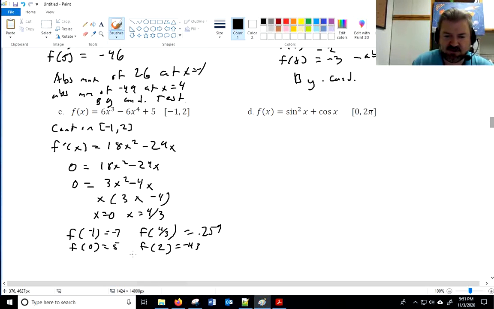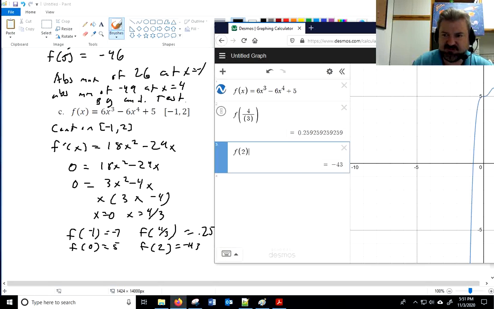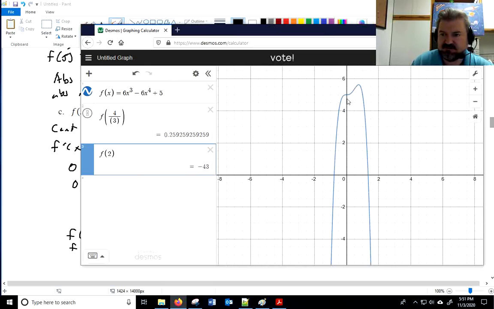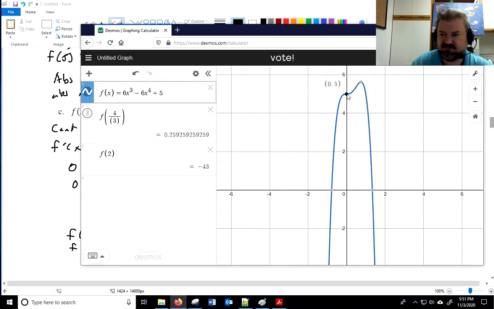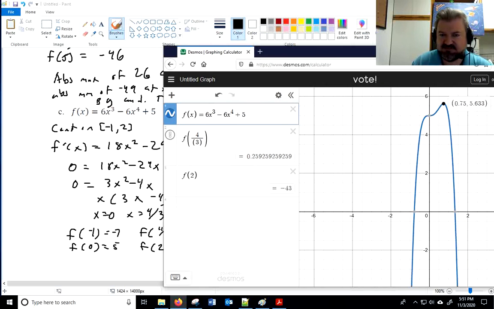So it looks like our absolute max is at f of 0, right? Yeah, we did. It turns out this isn't even a min at all. We talked about that. You had a critical number, but it was just kind of this stasis point. There's our absolute max at 0.7.